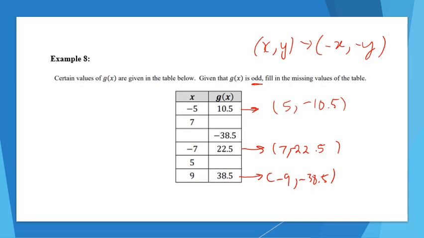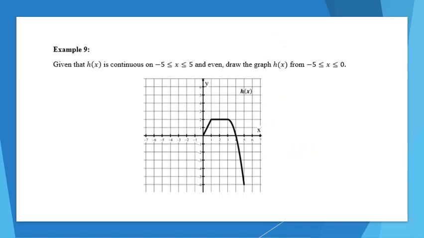So 7, and then we need the y value. This should be -22.5. 5, this is going to go with this one right here, and so this is going to be (5, -10.5). And then this one's going to be paired here, and this should be -9. And so that would be example number 8.